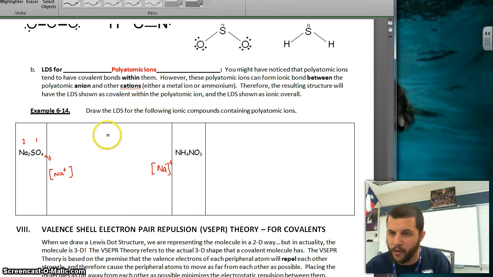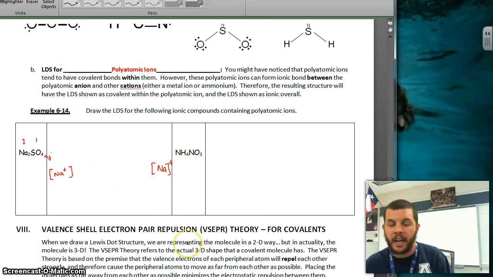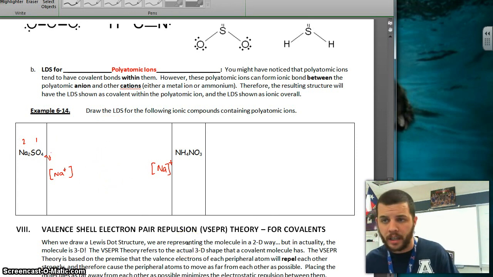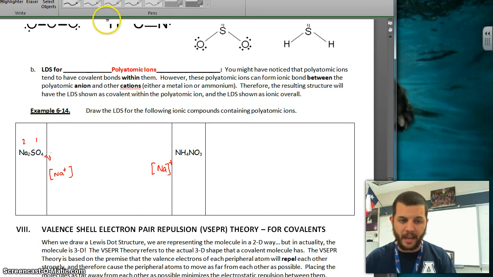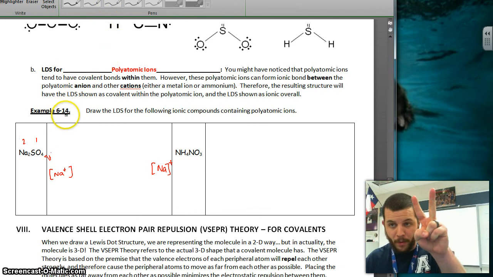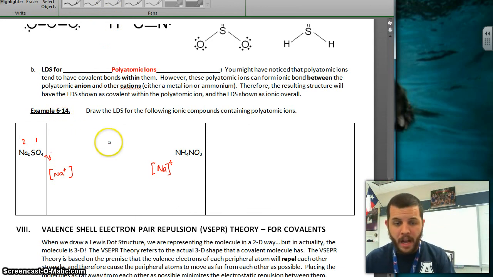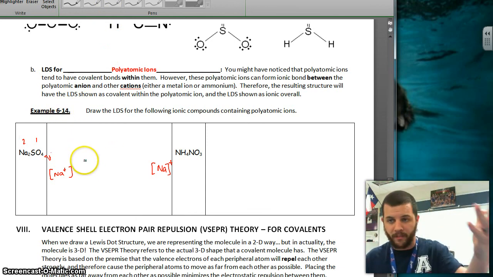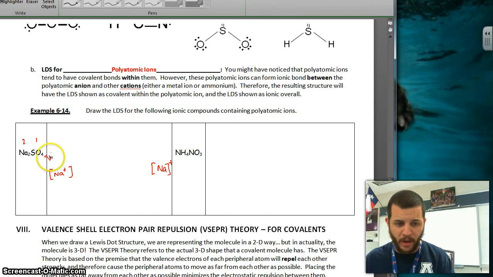Now you see I've left a lot of room. That's because I can't just write SO4 right here. SO4 is a covalent compound. Okay, it's a polyatomic ion, but it's covalent in its own nature. So if I were to make SO4 2-, remember there's a 2- there, which is important. What I'm going to do is make my Lewis dot structure. So I'm going to choose the central atom. So I've got sulfur as my central. I've got oxygens around it. Boom, boom, boom, boom. Okay.